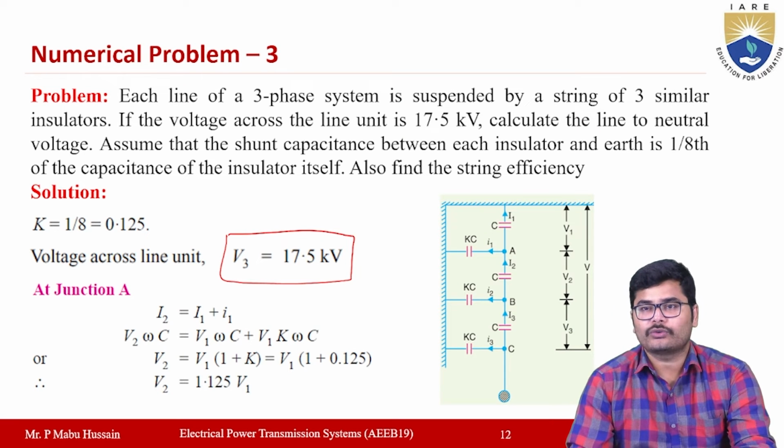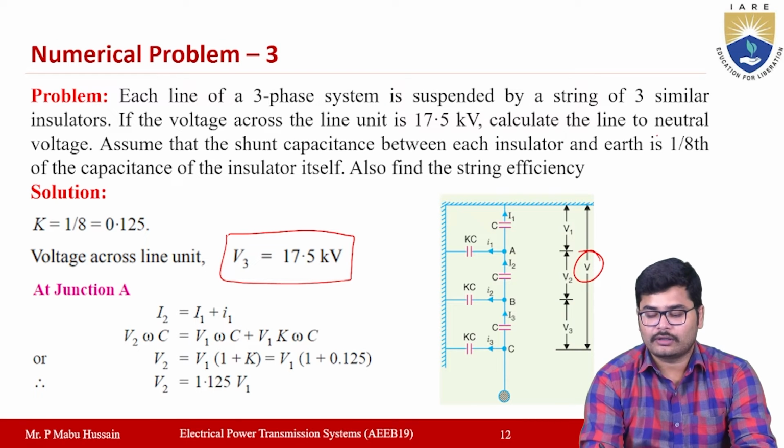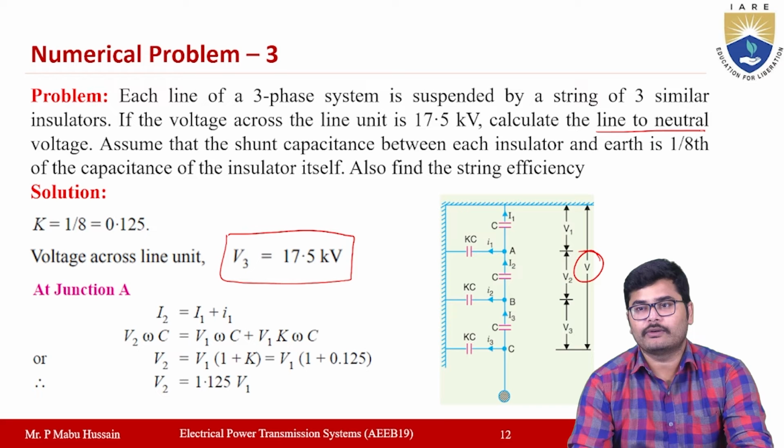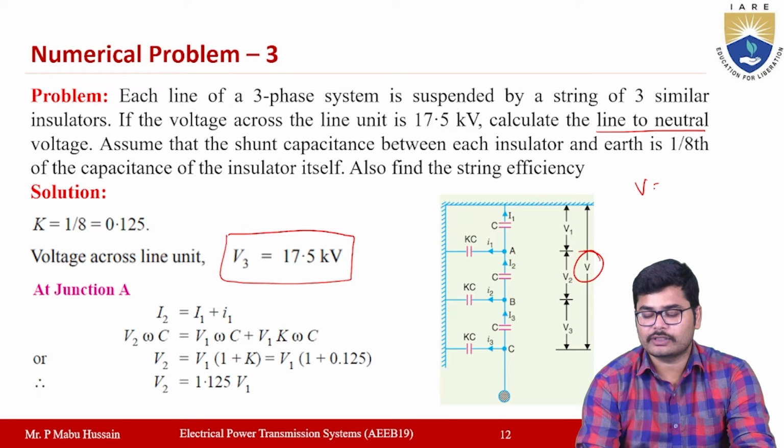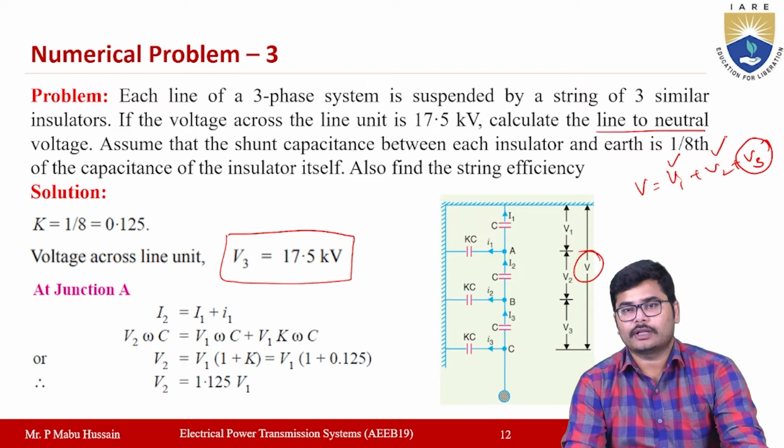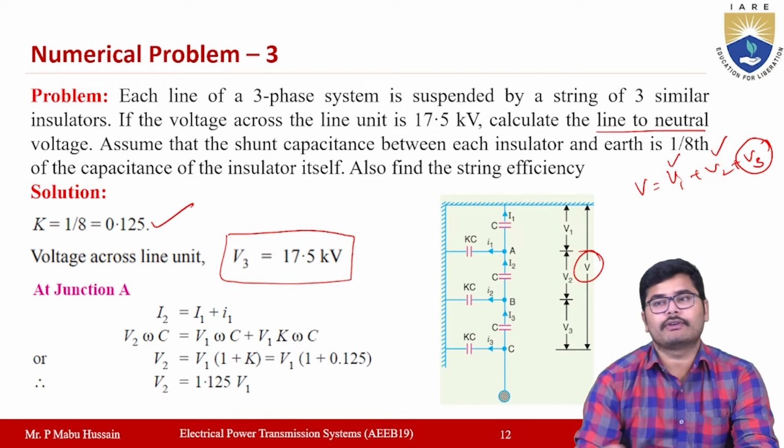Now you have to find the total voltage across the string, which is the line to neutral voltage. The total voltage is equal to the sum of all the voltages, V1 plus V2 plus V3. In our problem only V3 is given. You need to find V1 and V2, and the value of K is also given here.